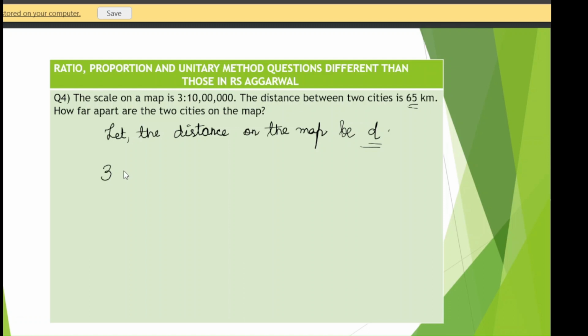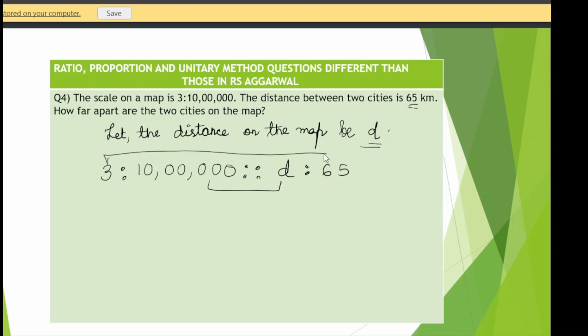Now we know the scale of the map. Every 3 units is represented by, no, every 10, I should say the opposite, every 10 lakh units is represented by 3 units on the map. So this is the scale of the map. This is as, now d is to 65. d is the distance between the two cities on the map. Now I can solve it for d. How will I solve it? I multiply the means and multiply the extremes.